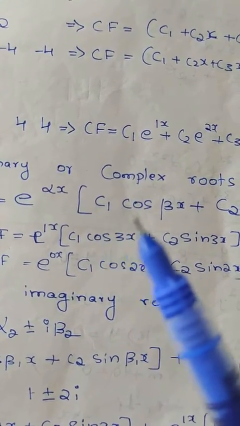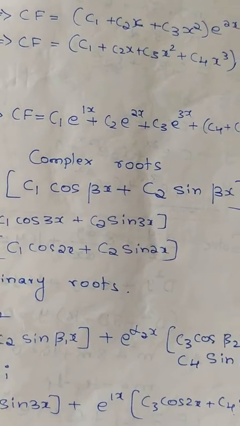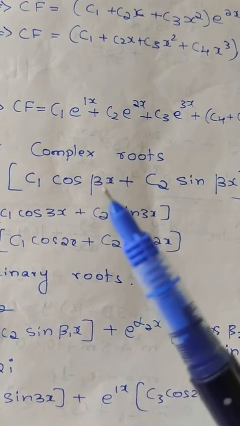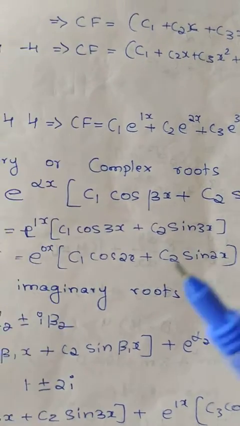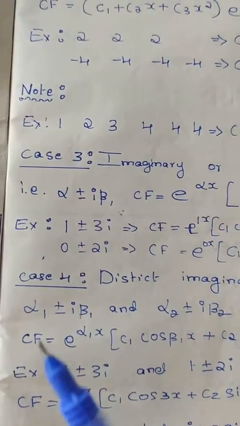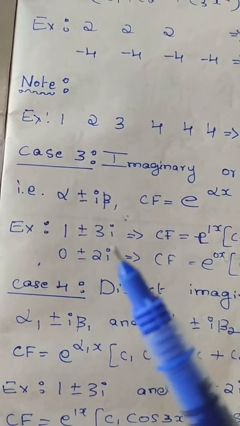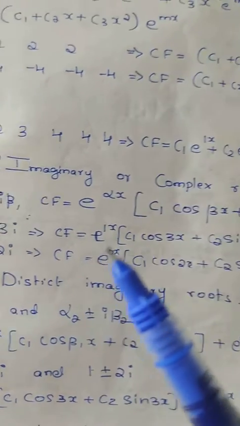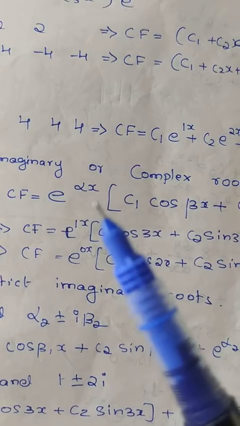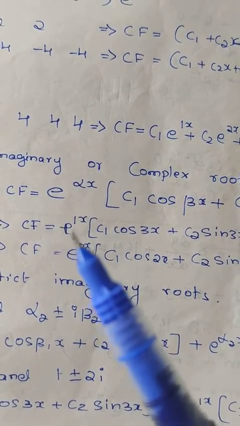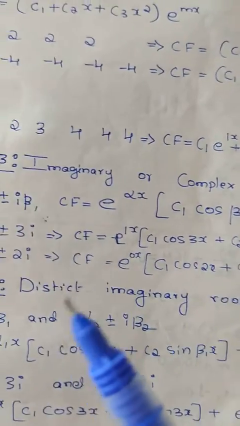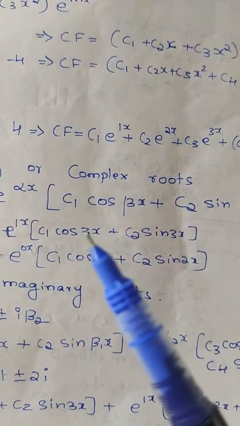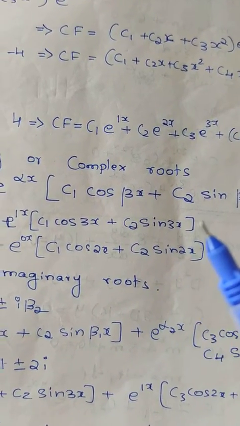First term, C1 cos beta x plus C2 sin beta x. Beta is the imaginary part. You have to take it within the trigonometric function. For example, 1 plus or minus 3i. 1 is the real part, 3 is the imaginary part. CF is e power 1x, real part is 1, into C1. What is the imaginary part here? 3. C1 cos 3x plus C2 sin 3x.